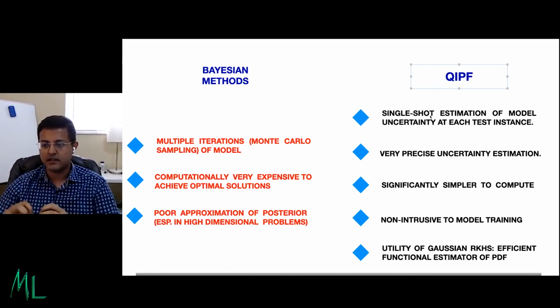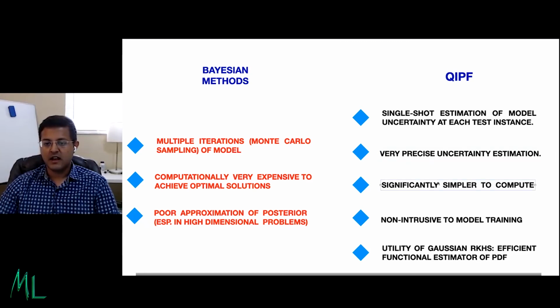It is a functional method. You have deterministic functions that describe uncertainty of the model at each point in the output space. And because of the multi-moment nature of this framework, it is able to provide very precise uncertainty estimation. It is significantly simpler to compute because you are not going over multiple iterations.